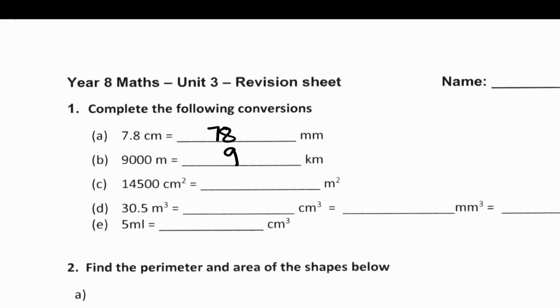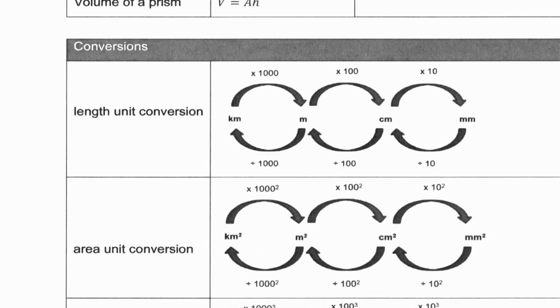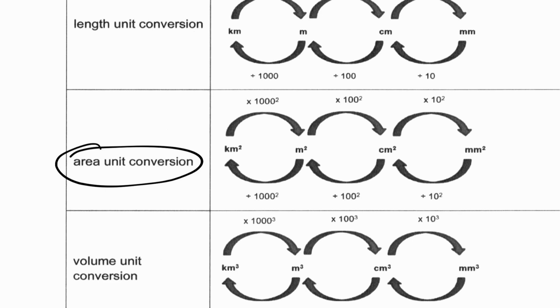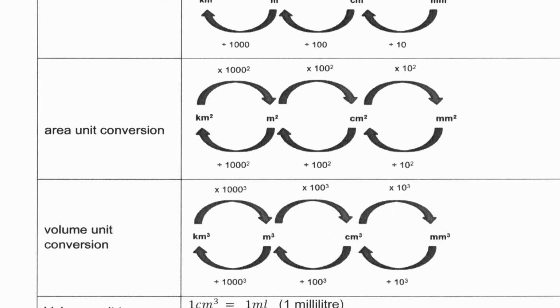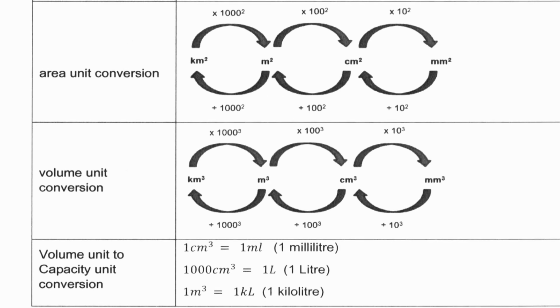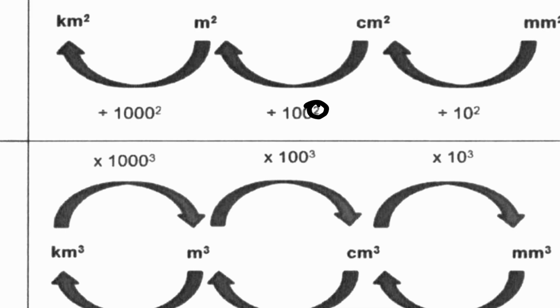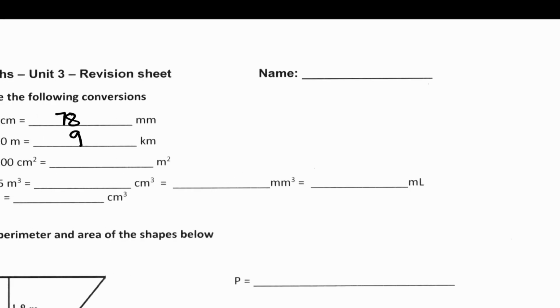All right, 14,500 centimeters squared. All right, so this is a unit of area. So we'll need a different conversion chart for this one. Unit of area there. And it says to convert from centimeters squared to meters squared. So we can see there is centimeters squared here, meters squared here, and to get there, we have to convert by dividing by 100 squared. See how it says 100 squared there? That's really, really important. So we need to divide by 100 squared.